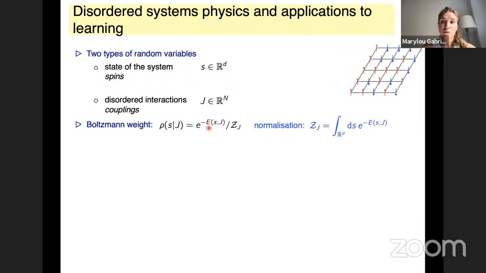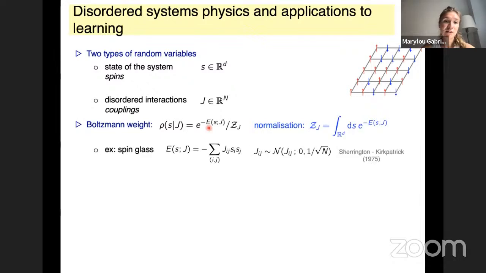So maybe the most common example of a disordered system is the spin glass, where we have an Ising-like energy function, where the couplings are distributed normally, so they are random, with a certain variance, and they are independent from one another. And that's the Sherrington-Kirkpatrick model.